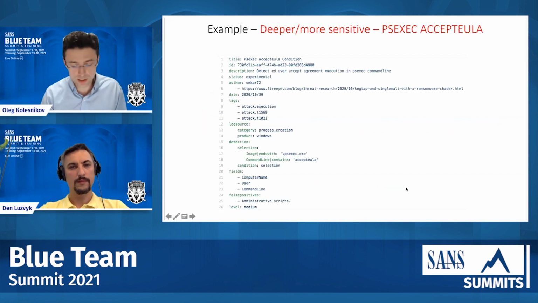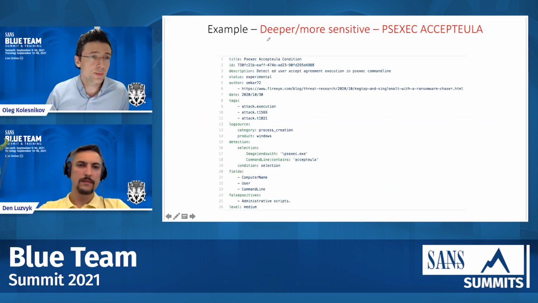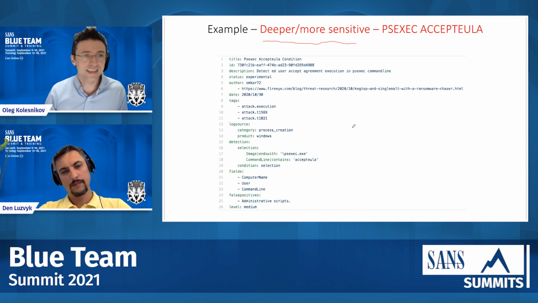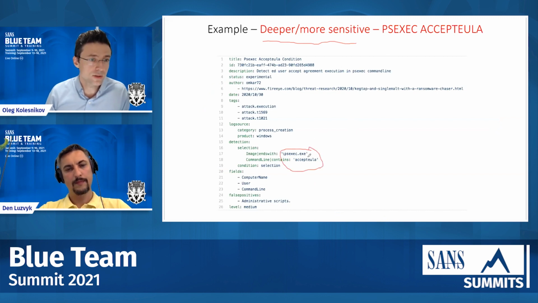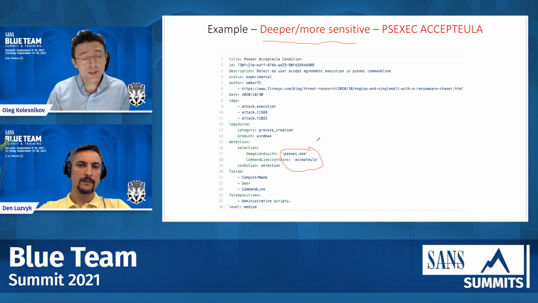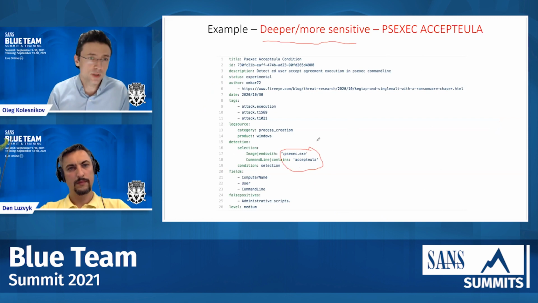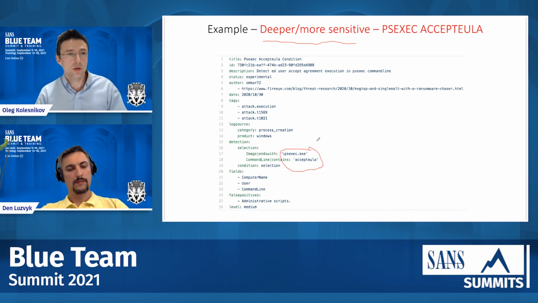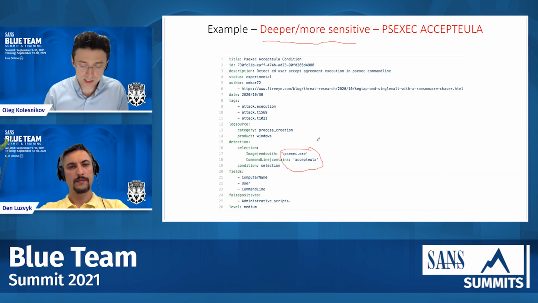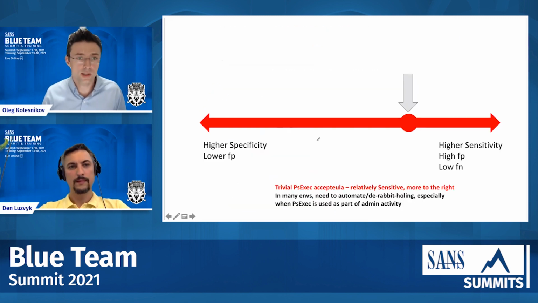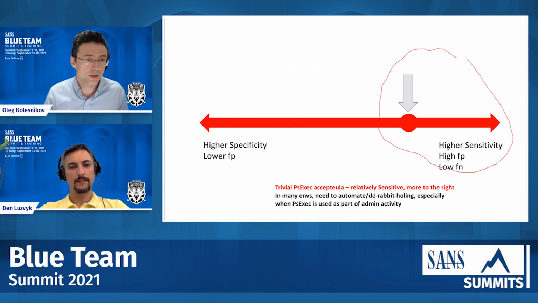Another simple example, a bit more deep, is the PSExec except ULA use case. This one looks for PSExec and the other string, the except ULA. But what's interesting about it is that if you use this one in an environment that doesn't have PSExec used as part of business as usual, BAU, it can be quite useful, except that nowadays it's much more along the lines of C#, WMI. You can replace it with PS remoting or whatever. But it is generally more sensitive, right? So it allows you to catch more things. But of course, the catch is, how do you de-rabbit hole?